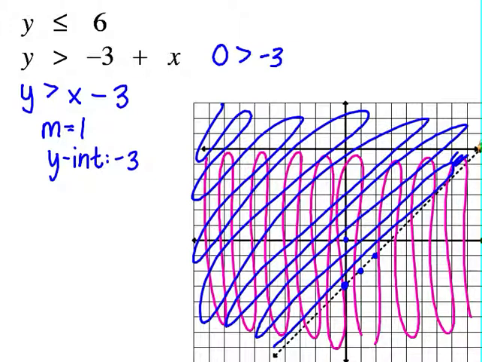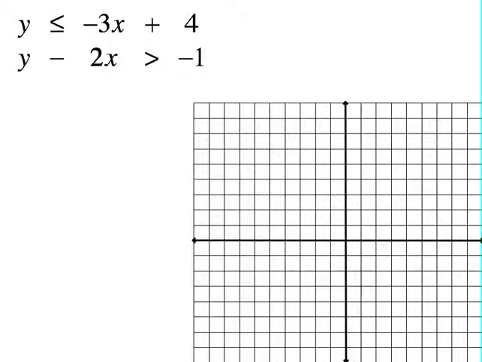Questions? That's the answer. Now, do we have to graph on the left? Yes. All right, so let's look at the next one. Y is less than or equal to -3x plus 4. First thing I need to do is find the slope and the y-intercept. What's the y-intercept here? 4. So I'm going to put a dot at 4.